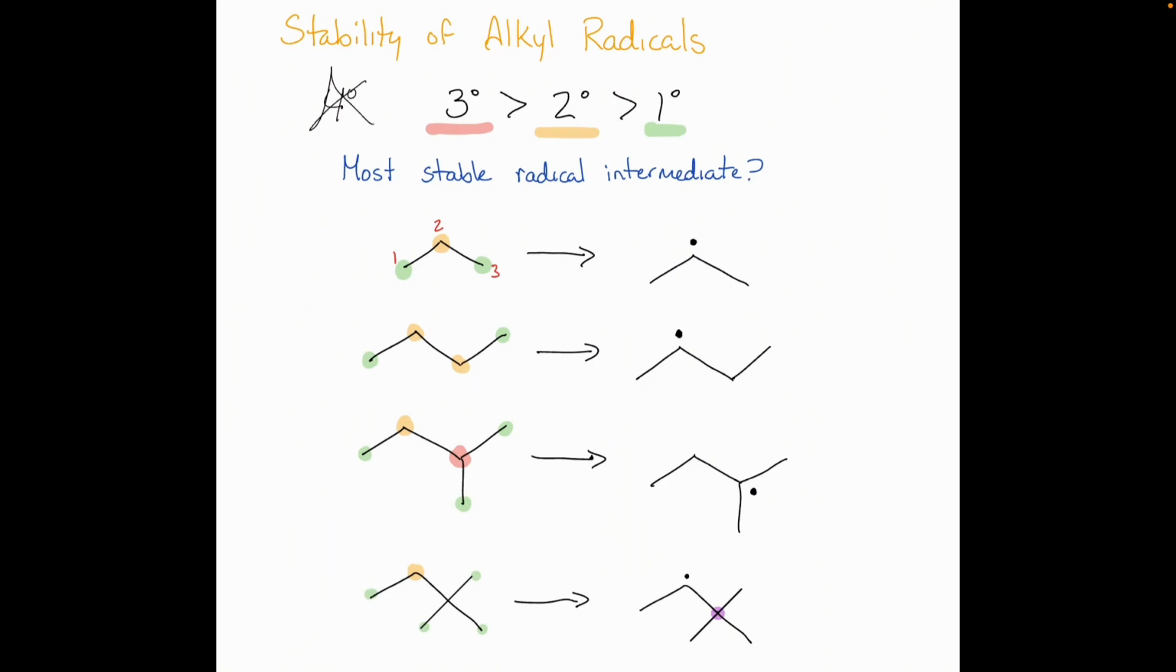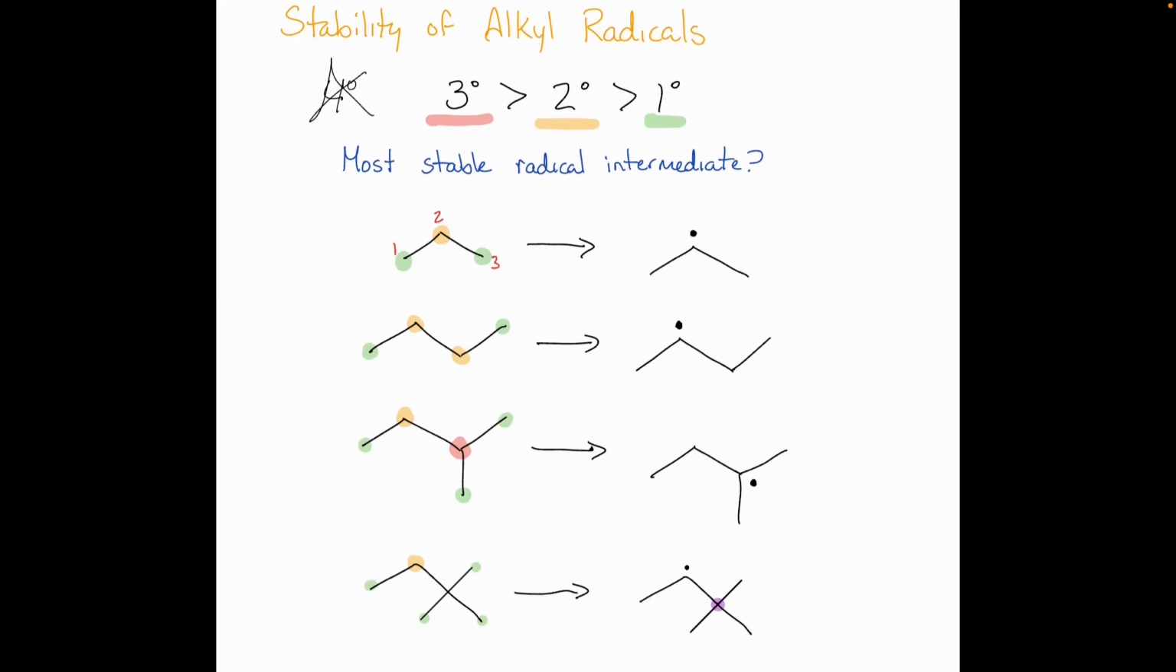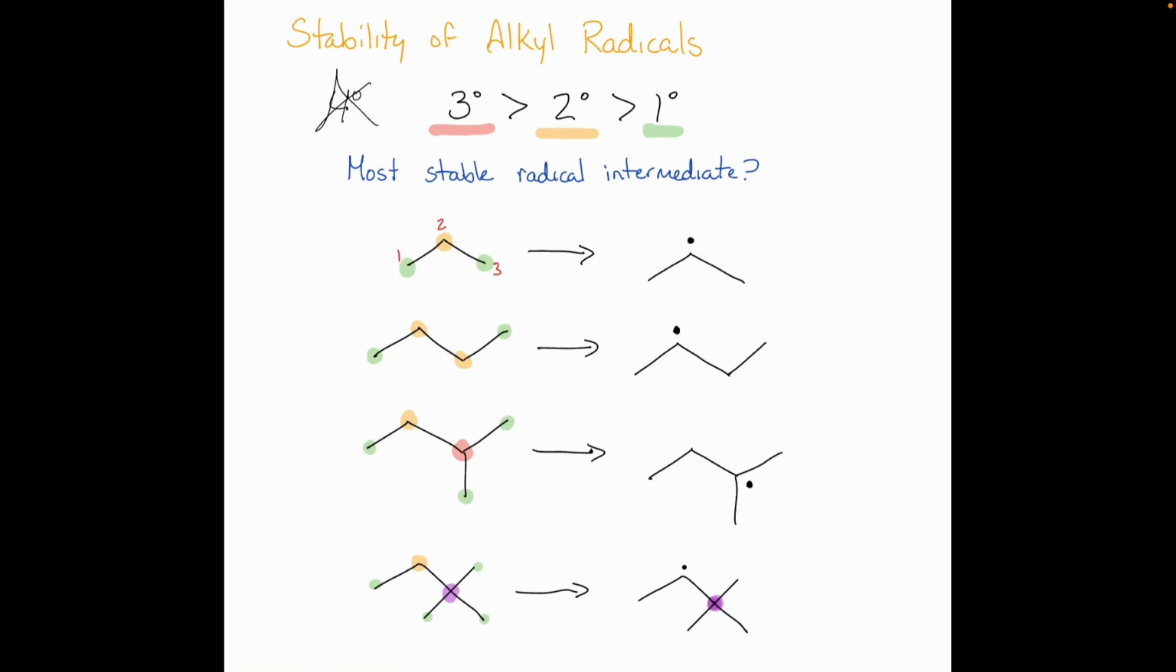The quaternary, right? Because they don't have any hydrogens that can be pulled off in this reaction. So for example, this purple carbon, even though it's more highly substituted than all the other ones, is a quaternary carbon. There's no hydrogen, so it can't be the radical intermediate. We're going to consider that when we figure out what our products are.